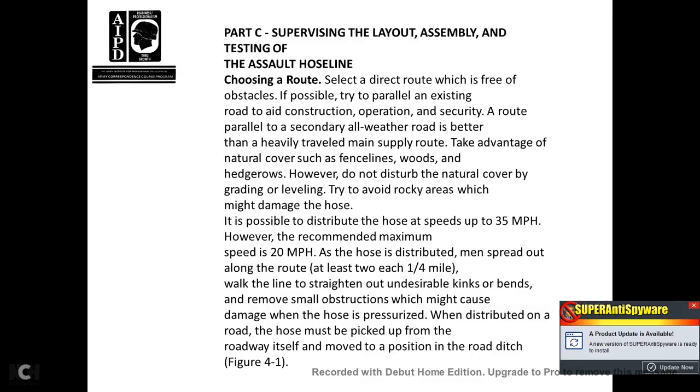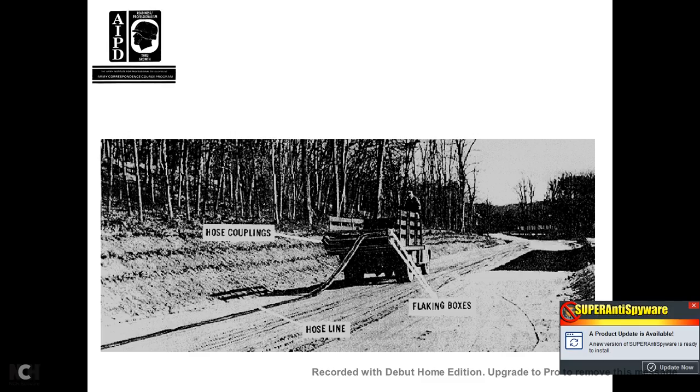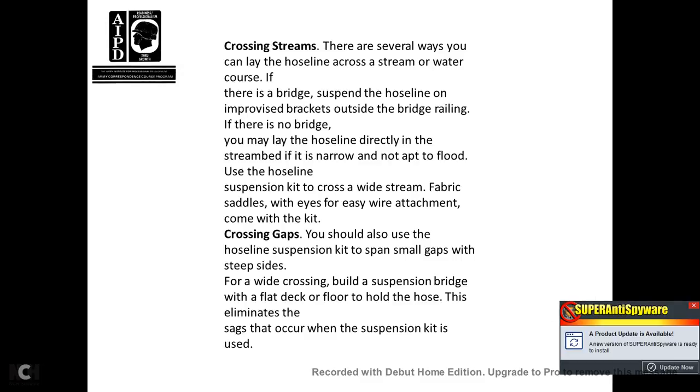As the hose is distributed, men spread out along the route at least two men each half mile, or one each quarter mile. Walk the line, straighten out any undesirable kinks and bends, and remove small obstructions which might cause damage to the hose when pressurized and distributed on a roadway. Hose must be picked up from the roadway itself and moved into position in the road ditch, figure 1. The hose coupling shows the hose line dropping out of the flaking boxes.